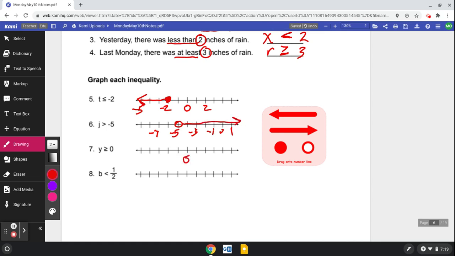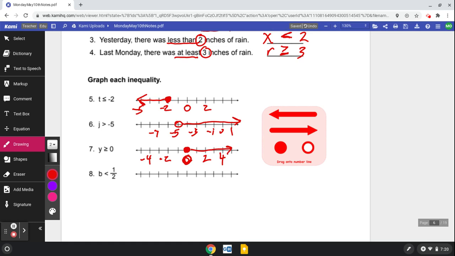All right. Y is greater than or equal to 0. All right. Notice I try to make sure I know where my positives are going. I know where my negatives are going. All right. So we're at 0. We got that little line underneath. So it's a closed circle. And we're greater than. So I'm going to go this way.